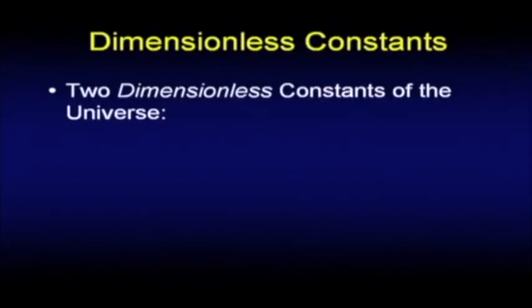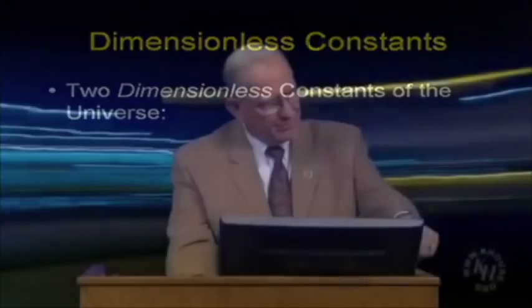But I want to talk about, among the constants of physics, there are some that are dimensionless, meaning they're ratios that have no dimension. They're true whether in inches or yards or miles, okay? And there are 2 constants in the universe, at least we know 2 of them, that are dimensionless.